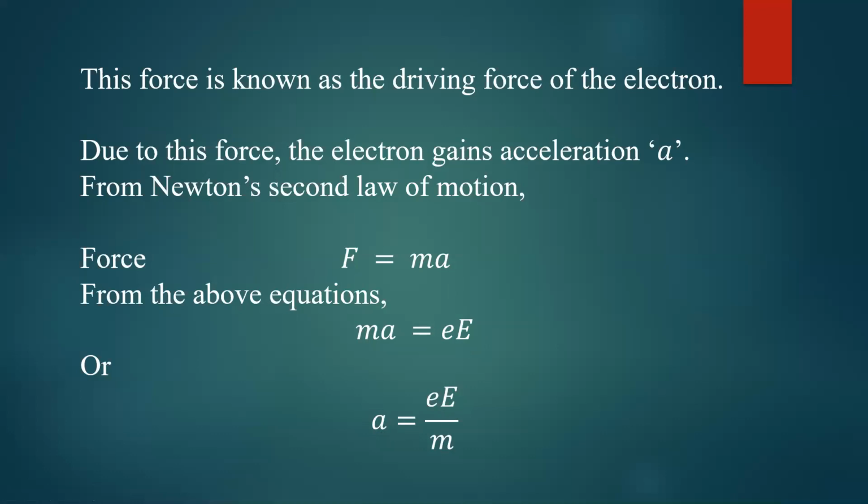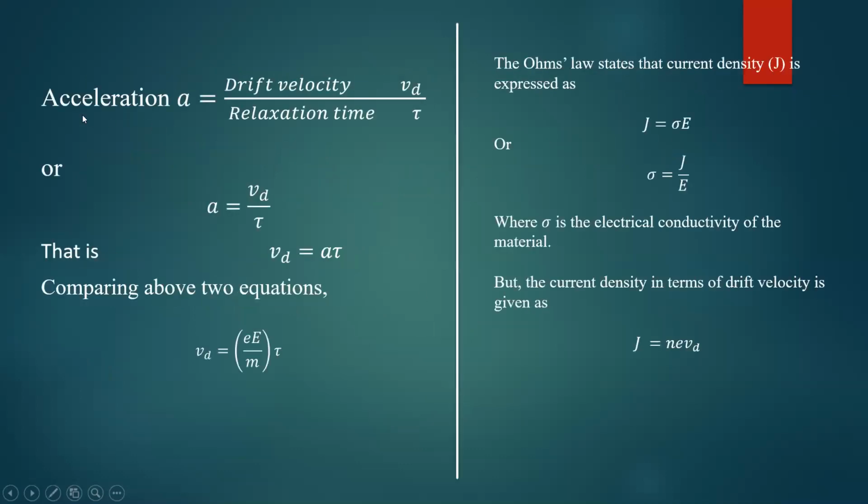So what do we do in the first step? We have to get the acceleration of the electron. Using that, you can find the drift velocity. Okay, so this is the first step. By equating the two equations, you will get the acceleration of the electron. Step one is done.